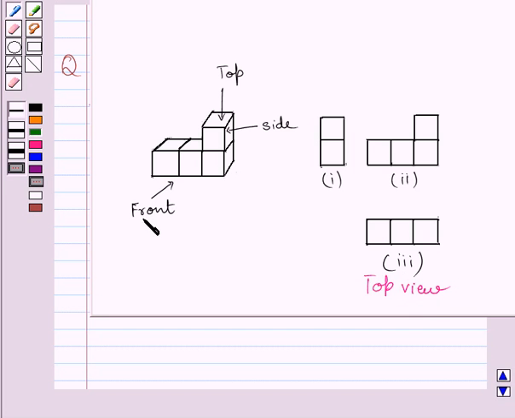Now see this solid from the front. You are able to see these four squares. So, these four squares represent the front view of the given solid.